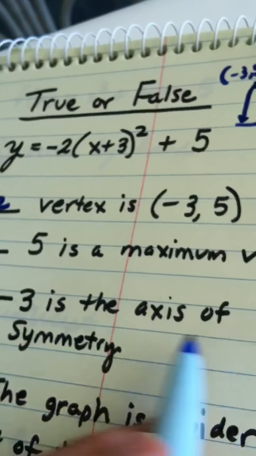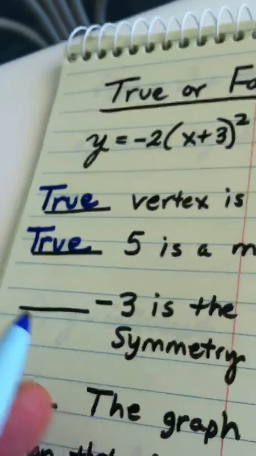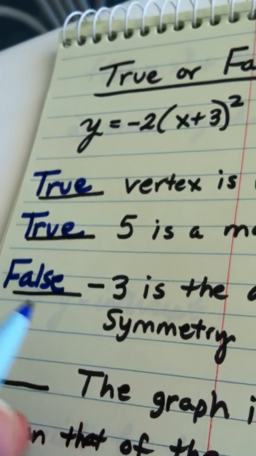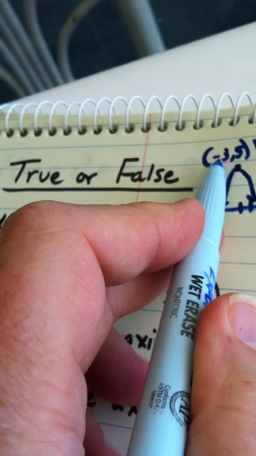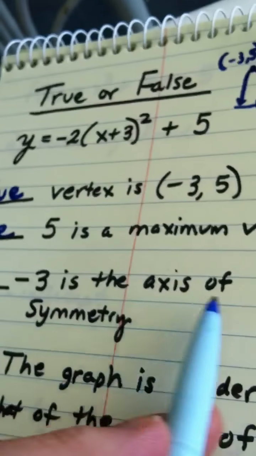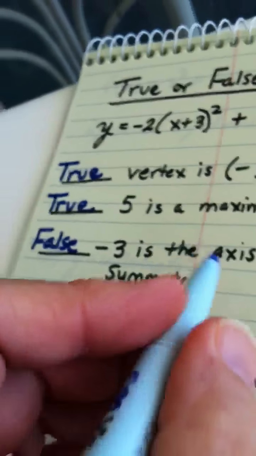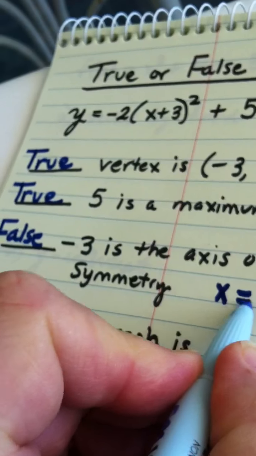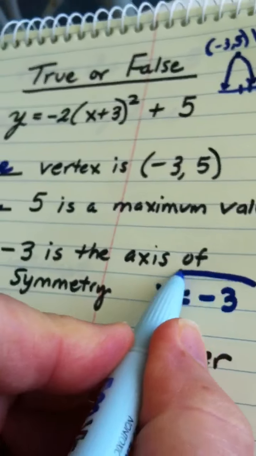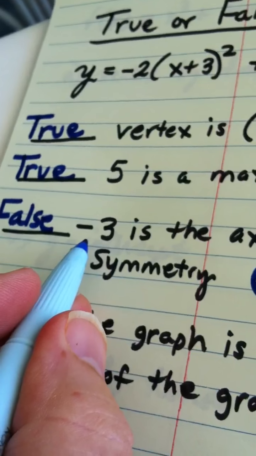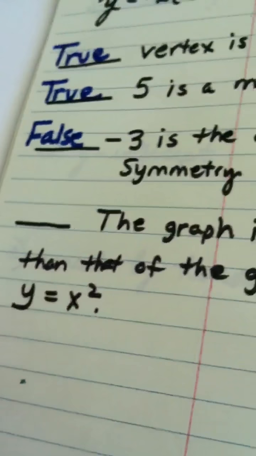Negative 3 is the axis of symmetry. False. And you need to be very careful there. Negative 3 is just a number, and yes, it happens to be the x-coordinate of the vertex, but remember the axis of symmetry is an equation, so the axis of symmetry has to have the letter x in it. So the correct answer would be the axis of symmetry is x equals negative 3, not just negative 3. That's why this is false.